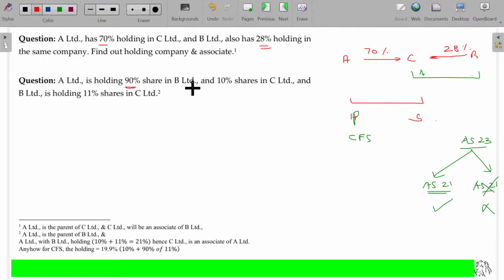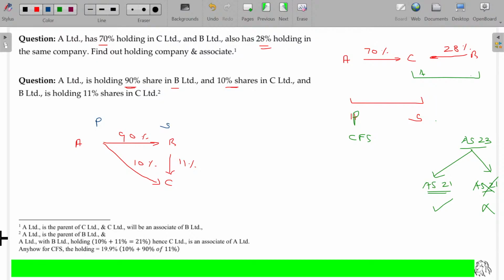A Limited is holding 90% share in B, and 10% shares in C. And B is holding 11% in C. Now come on, tell me. A is the parent company. B, where the holding is more than 50%, is a subsidiary company.